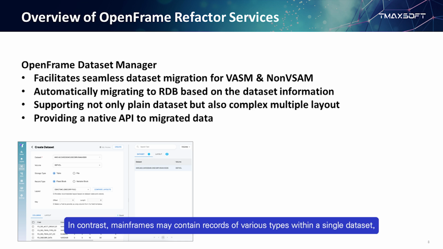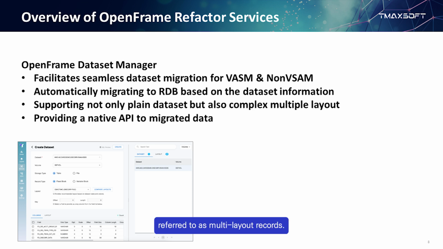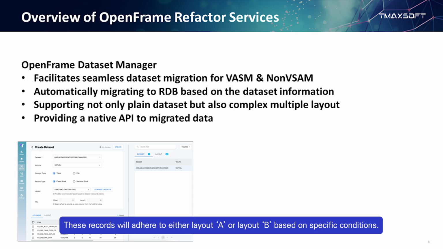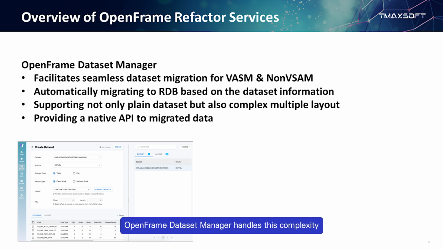In contrast, mainframes may contain records of various types within a single dataset, referred to as multi-layout records. These records will adhere to either layout A or layout B, based on specific conditions. OpenFrame Dataset Manager handles this complexity by converting multi-layout records into a plain dataset format, utilizing analysis information from OpenFrame Analyzer, or providing them in a compatible format. Additionally, besides storing migrated data, this tool provides a native API for accessing the migrated data via various applications, such as Java and CPP.